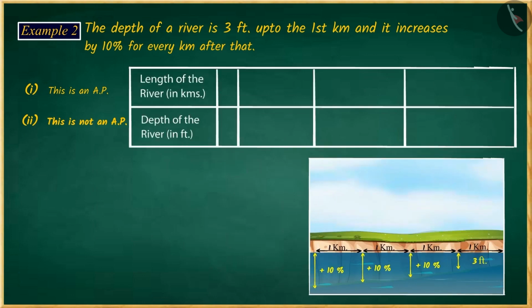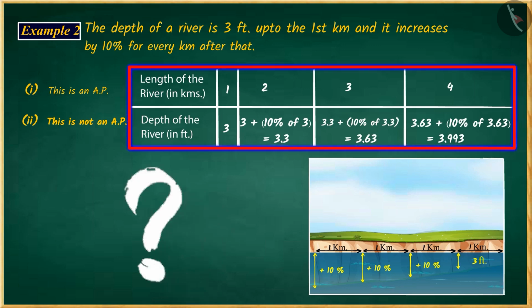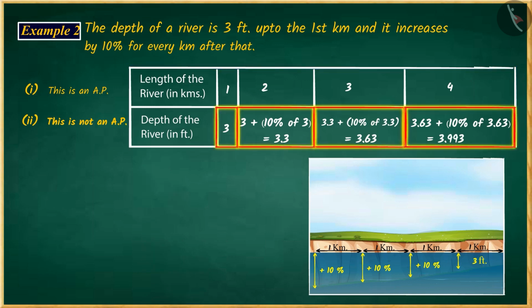According to the question, the depth of the river increases by 10% with every kilometer. That is, to get each term except the first term, 10% of the previous term must be found and added to the same. This is how we get a list. Is this an arithmetic progression, that is an AP? To check this, we will have to discuss the common difference of this series.